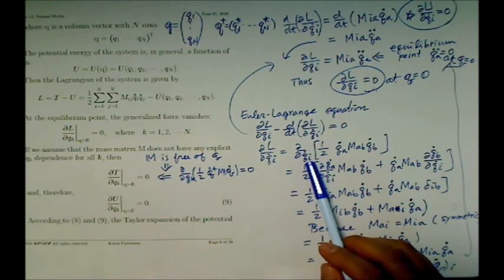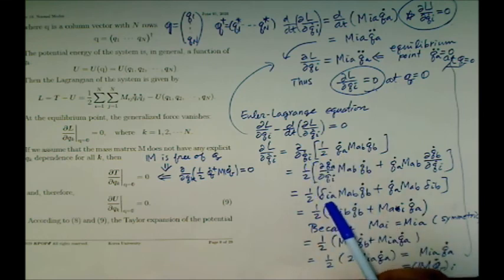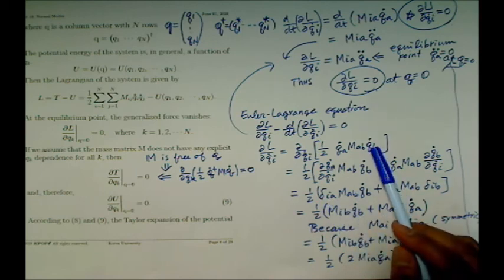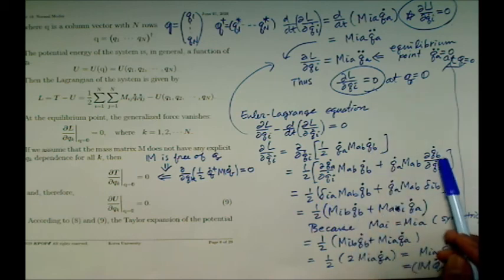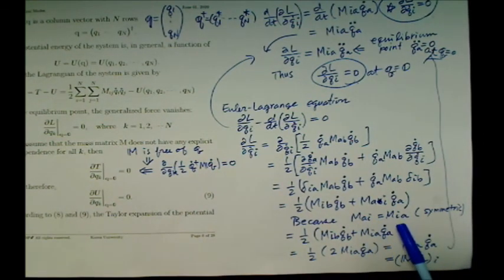If I take the derivative, this one gives Kronecker delta A. If I take the derivative of this one, it gives Kronecker delta B. The final result will be MIB multiplied by QB dot and MAI QA dot. We recall that the mass matrix is symmetric on the exchange of two indices.